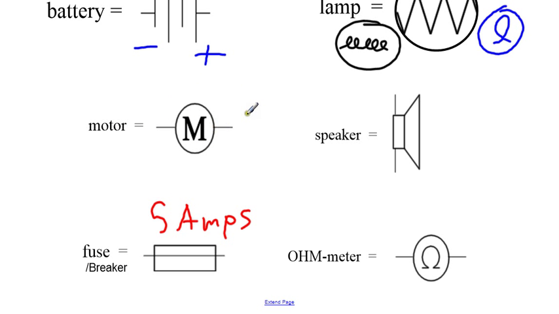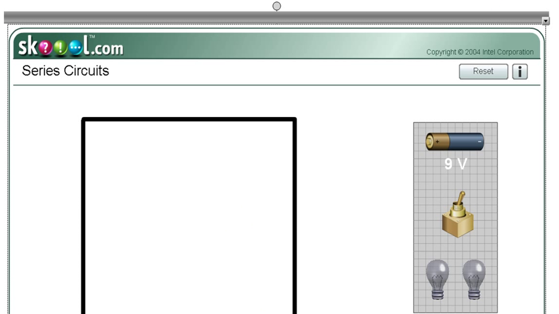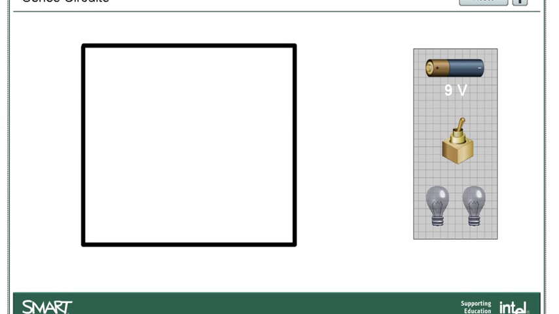The motor simply converts from electrical energy into mechanical, and the speaker converts from electrical energy into sound energy, into sound pressure. So let me quickly show you series circuits.